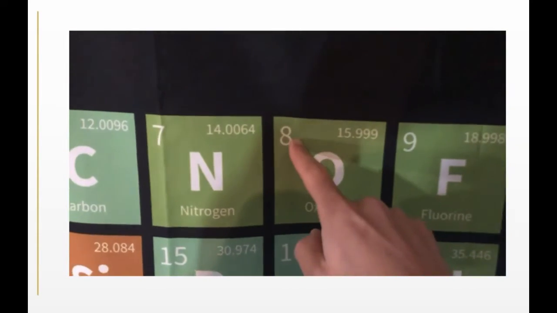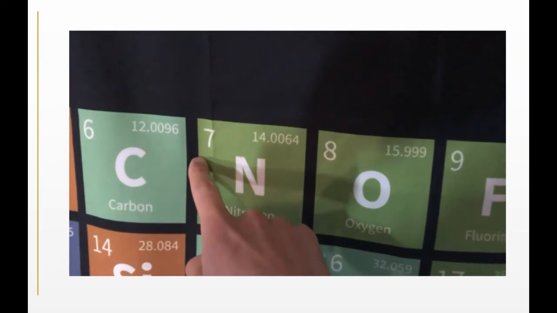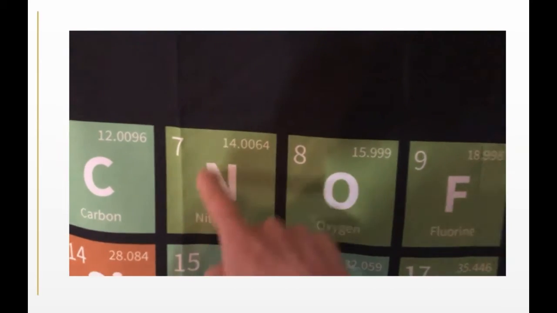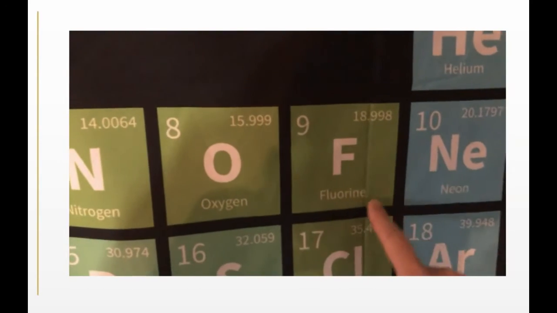You know this by going over to oxygen over here, and if I go down 1 to 7, I've made it nitrogen. If I go up 1 to 9, I've made it fluorine, and so on.